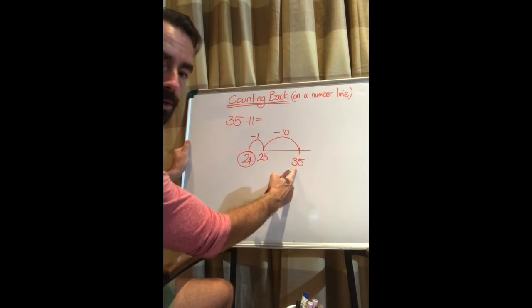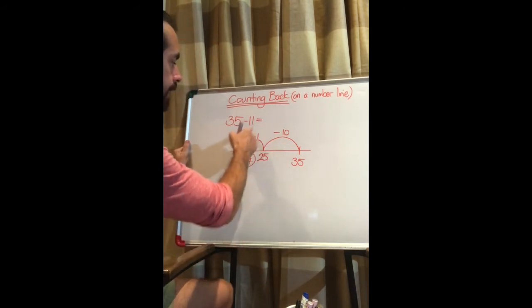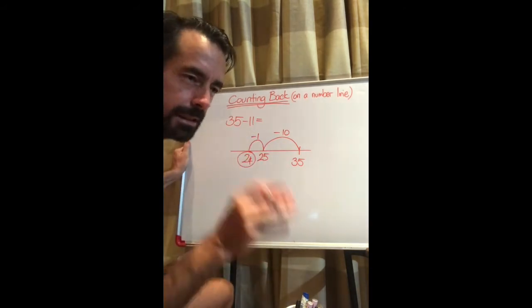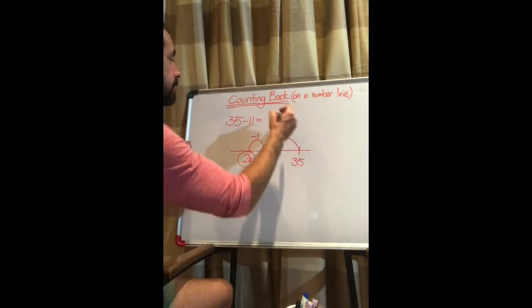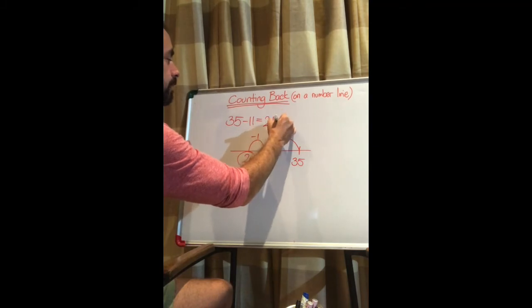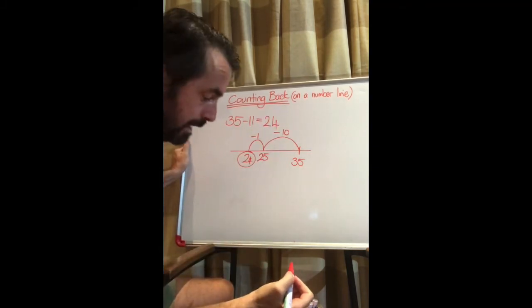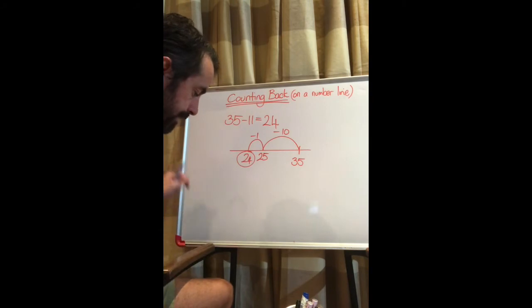I started with 35, and I took away 11, not all at once, I did it in parts, and I was left with 24. So the answer is 24. Let's do another one, slightly more difficult.